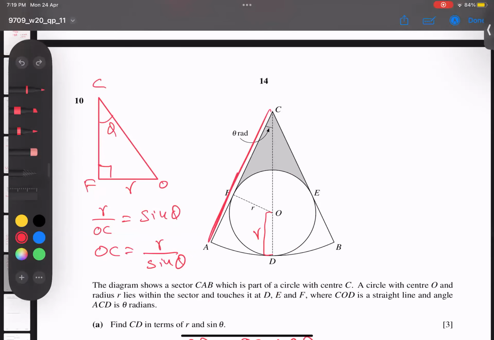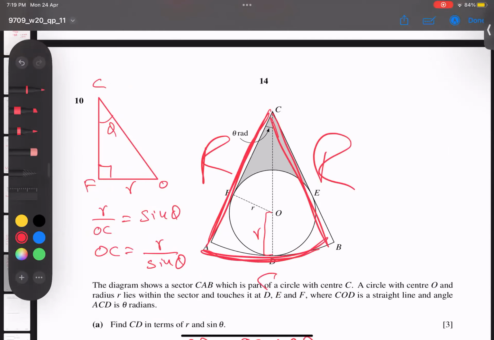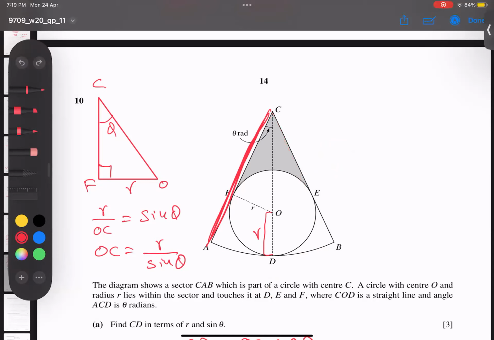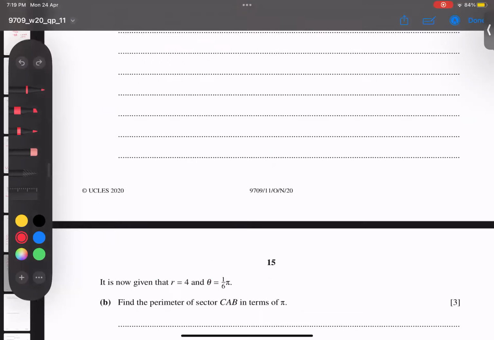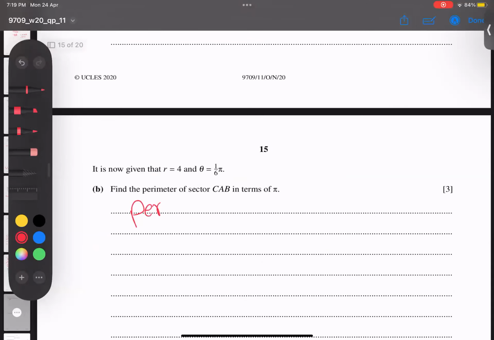This full length is called the radius, this full length is also the radius, and this is called the arc length, S. So we have three things to use here. The perimeter of the big sector, how can we get it? It means capital R plus capital R plus this one. I think that's clear. Perimeter I'm writing here: capital R plus capital R plus S. And S is equal to R theta, capital R into theta.